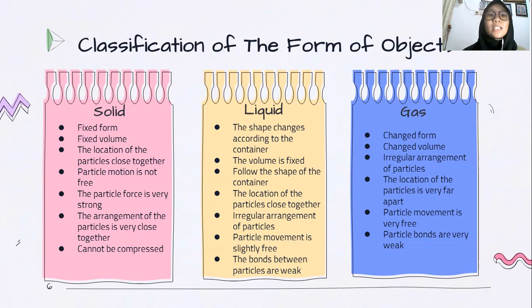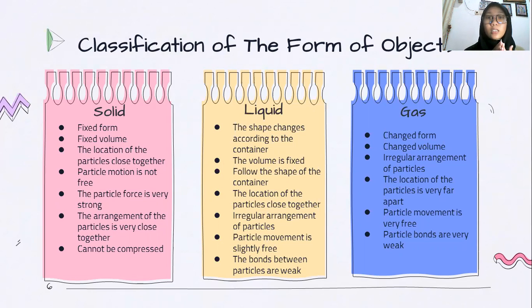Okay, one is solid. Characteristic features of solids are fixed form, fixed volume, the location of the particles is close together, particle motion is not free, the particle bonds are very strong, and the arrangement of the particles is very close together and cannot be compressed.